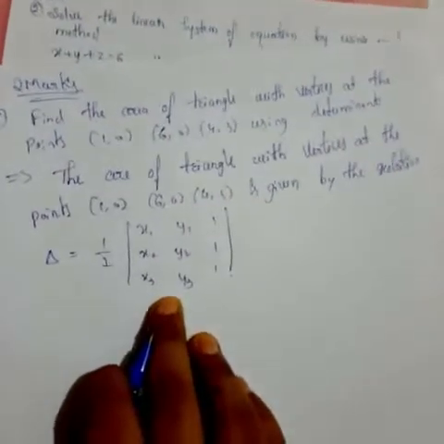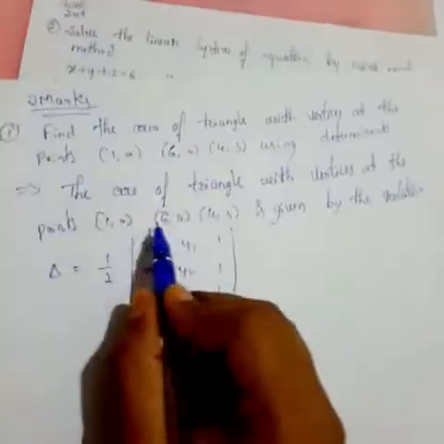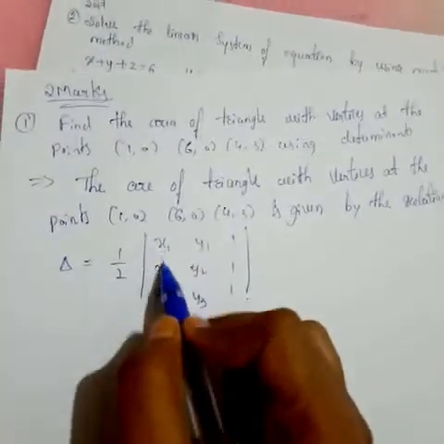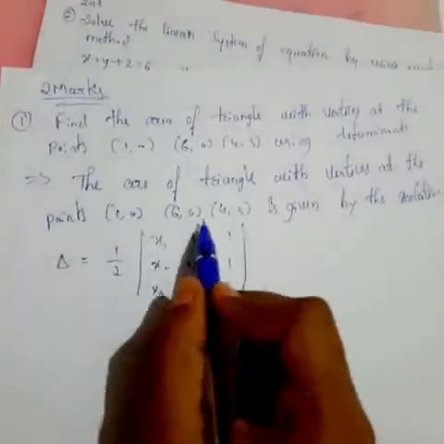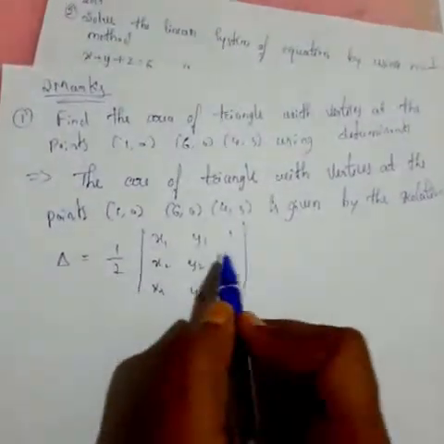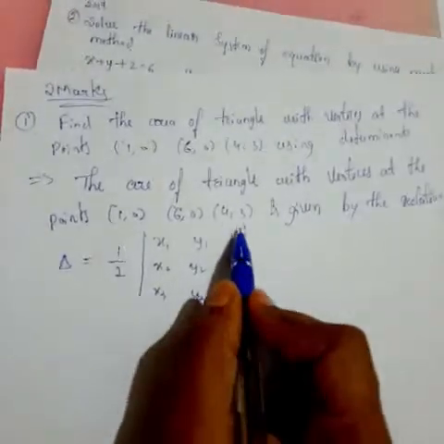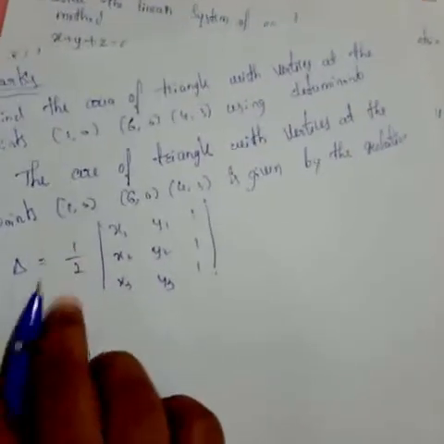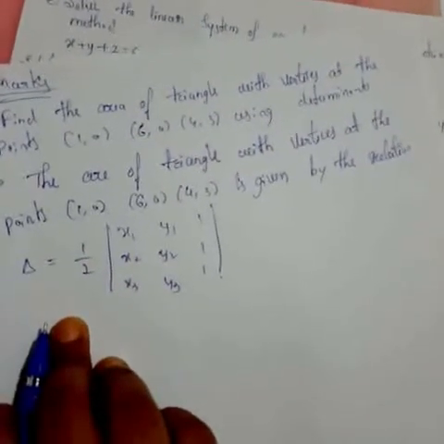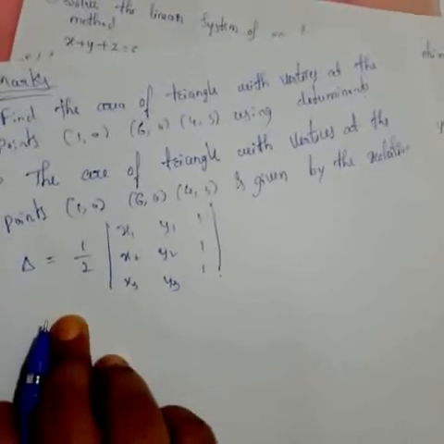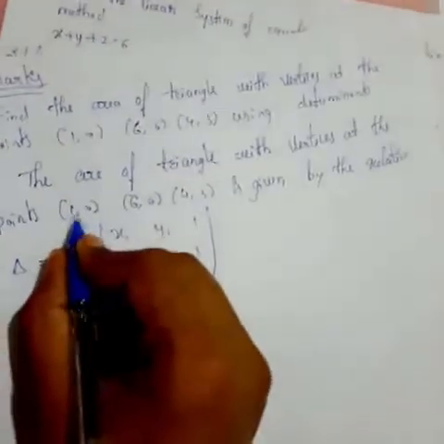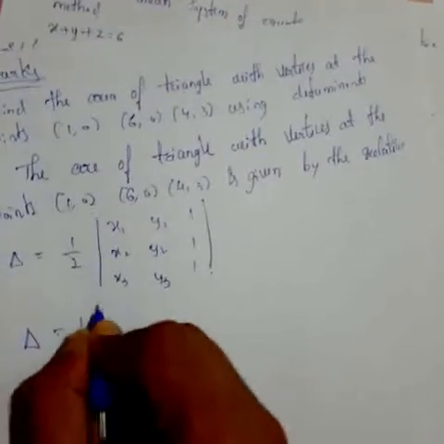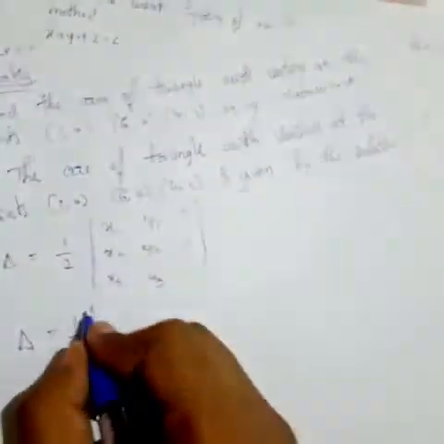When they give the three points in the form x1 y1, x2 y2, x3 y3, all the first elements become the first column of the determinant, all the second elements become the second column, then the third column is always 1 1 1. If you remember this formula, you can easily solve this. Delta is equal to half x1 y1 1, x2 y2 1, x3 y3 1. Here x1 is 1, x2 is 6, x3 is 4. Just put these values. You have to put the determinant, means we have to put this straight line.